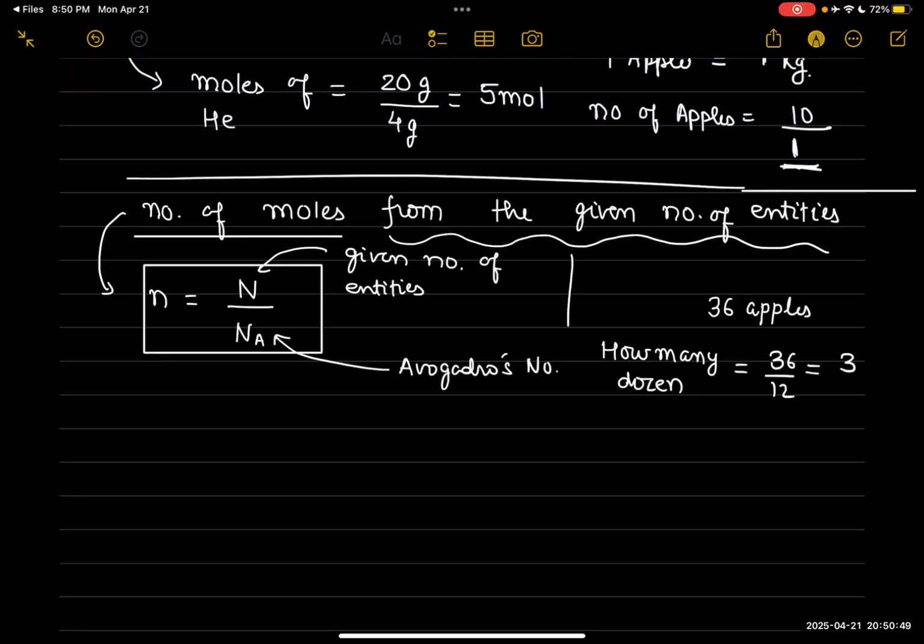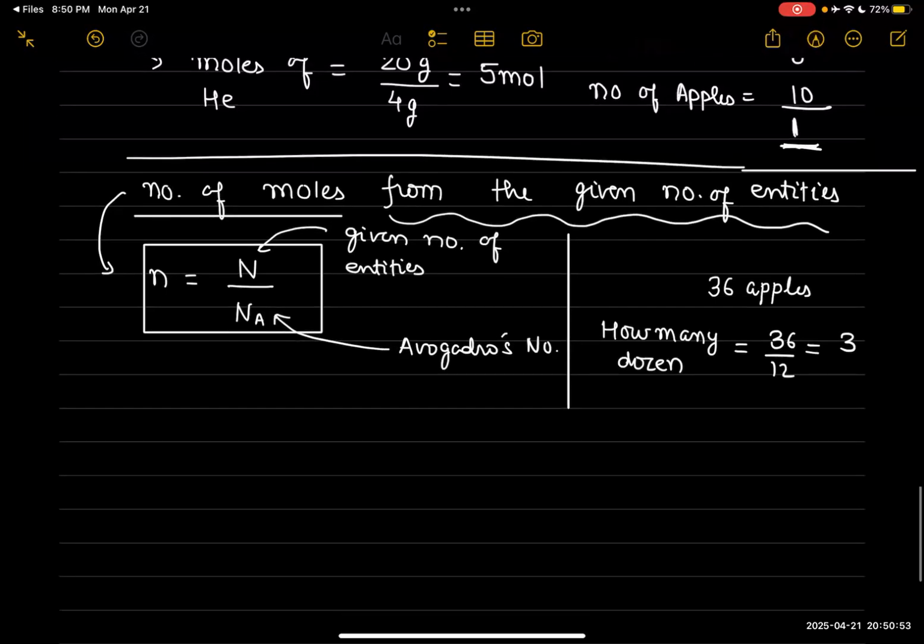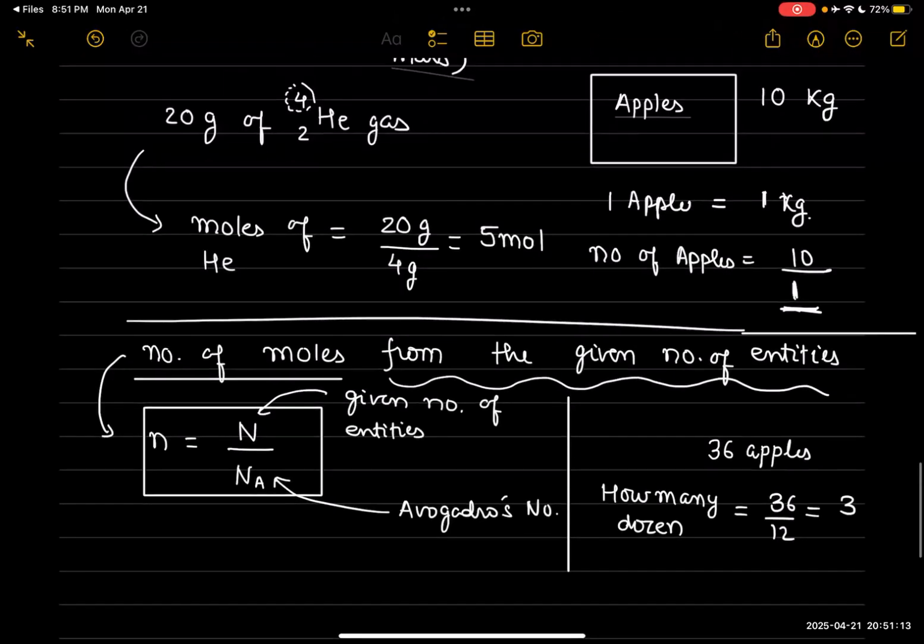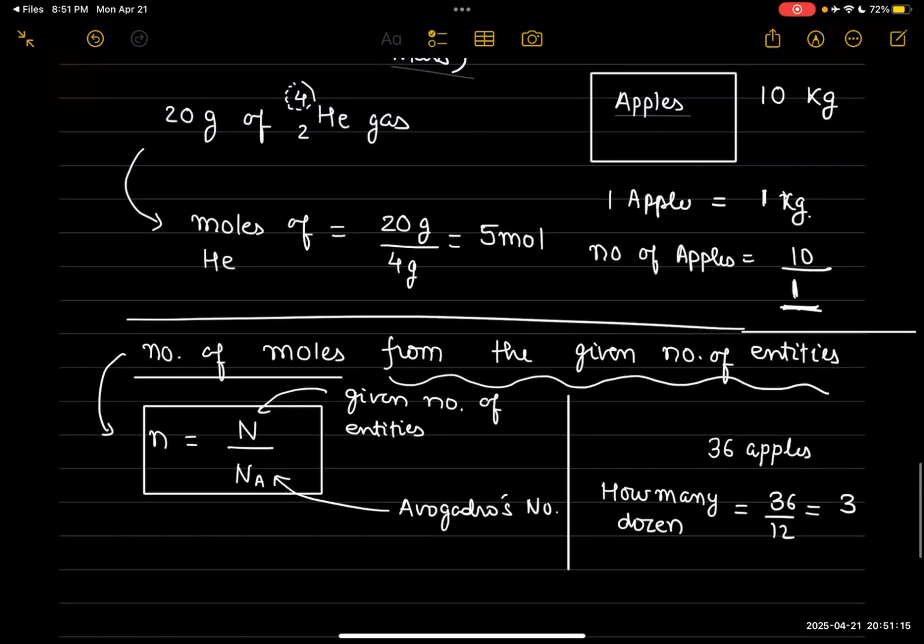The same thing which you did for dozen. But a dozen had 12 entities, so divide by 12. In order to find the mole, you will divide the number of entities by Avogadro number. So number should be divided by number and mass should be divided by mass to get the mole. If the mass is given, divide by molar mass.